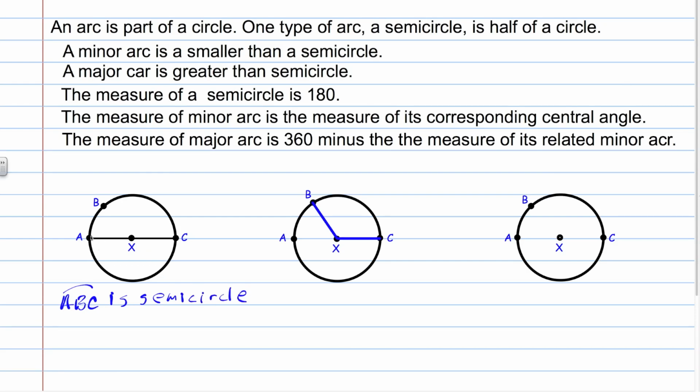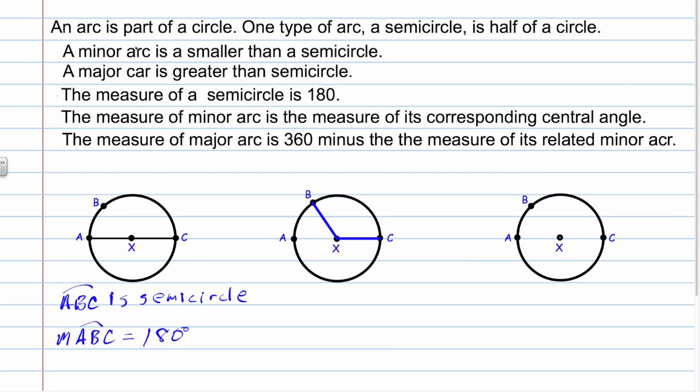And since arc ABC is a semicircle, what we can conclude is that the measure is 180 degrees, because the measure of a semicircle is 180 degrees. So the measure of arc ABC is equal to 180 degrees.